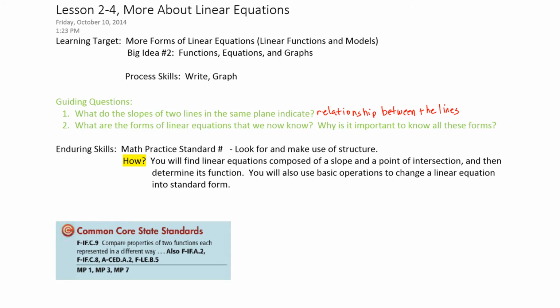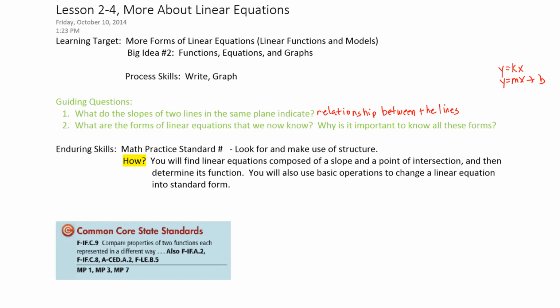Guiding question number 2. What are the forms of linear equations that we now know, and why is it important to know all these forms? Well, the ones that we know are direct variation, which is y equals kx. We know our slope-intercept, y equals mx plus b. And we're going to be learning 2 more.